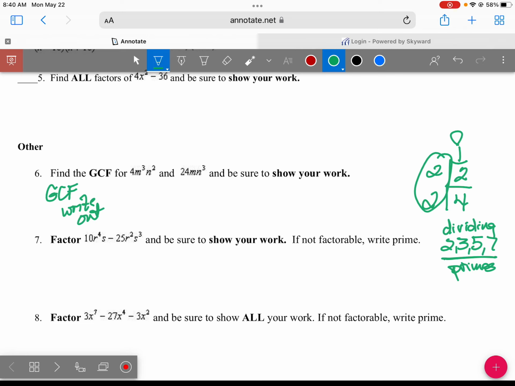So 4m to the third n squared is 2 times 2 times m to the third. How many m's is that? 3 multiplied together. Times n squared is 2 n's. Okay.